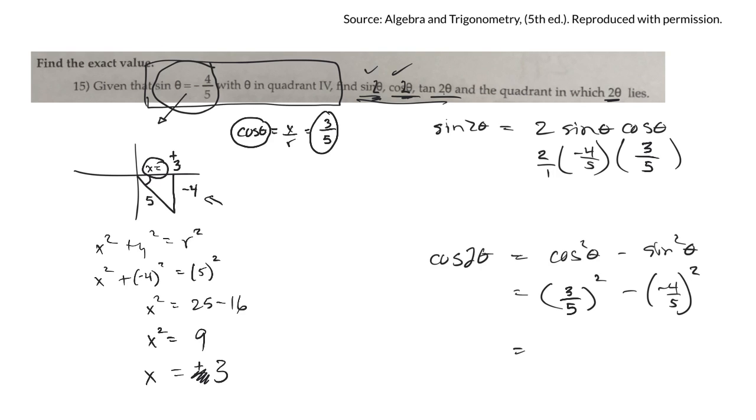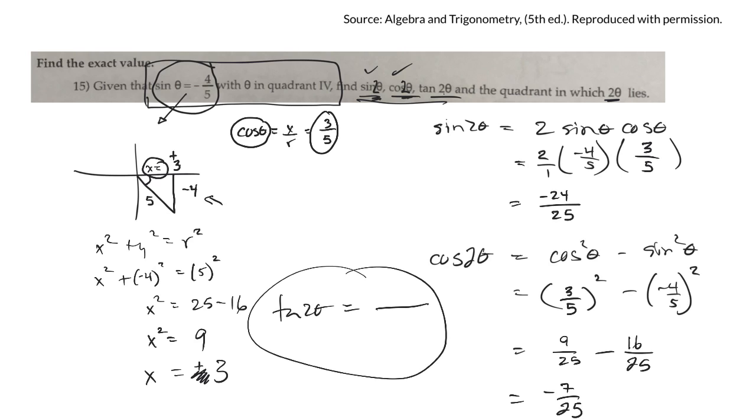So on this first one, sine 2 theta, if I multiply all this, 2 times -4, -8 times 3 would be -24 over 1 times 5 times 5 is 25. So that's sine 2 theta. And then cos 2 theta will be 3/5 squared, which is 9/25, minus -4/5 squared, which is 16 over 25. And if you subtract those, you get -7 over 25. Now you can do tan 2 theta the same. There's an identity for that, and you can do the same one there.